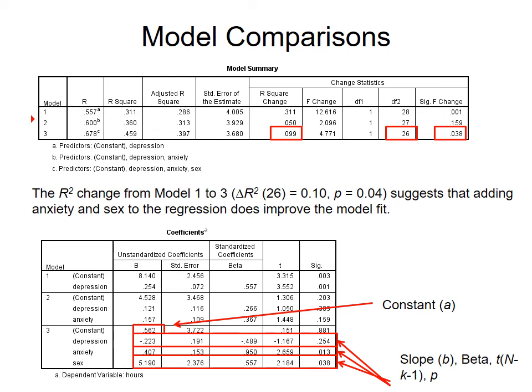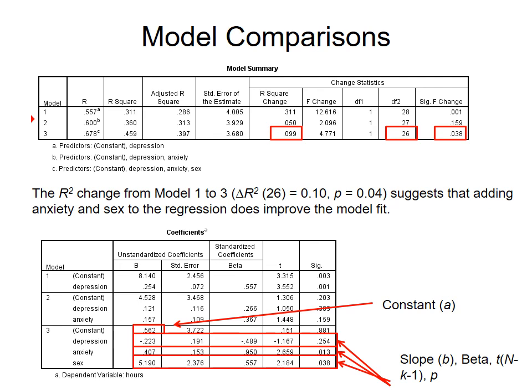And that's where we're going to go to this bottom chart, where we're actually going to interpret both the regression equation, so what are the constants for this regression equation, and the slopes, so what is the increase or decrease in our predictor for every one level of depression, anxiety, and sex. And this is the unstandardized B, that second column on the bottom chart.